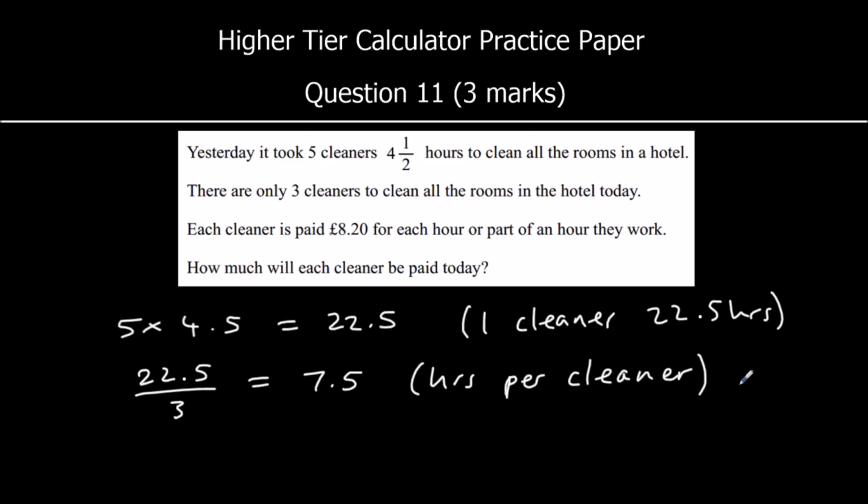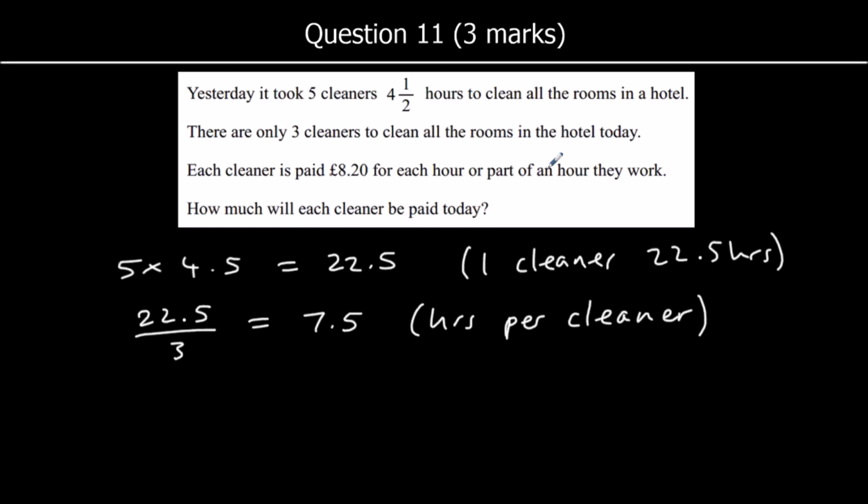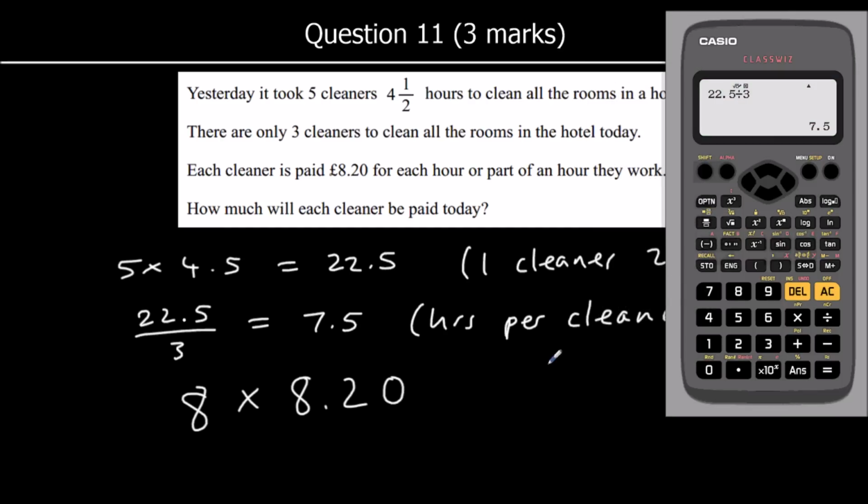And they're going to be paid £8.20 for each hour or part of an hour they work. So they're working 7.5 hours. So they're going to get paid for 8 hours. So it's 8 times £8.20. So they will each be paid £65.60.